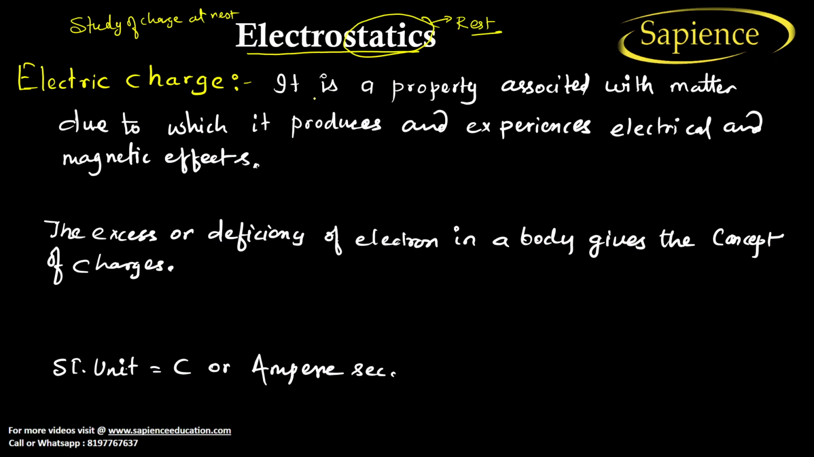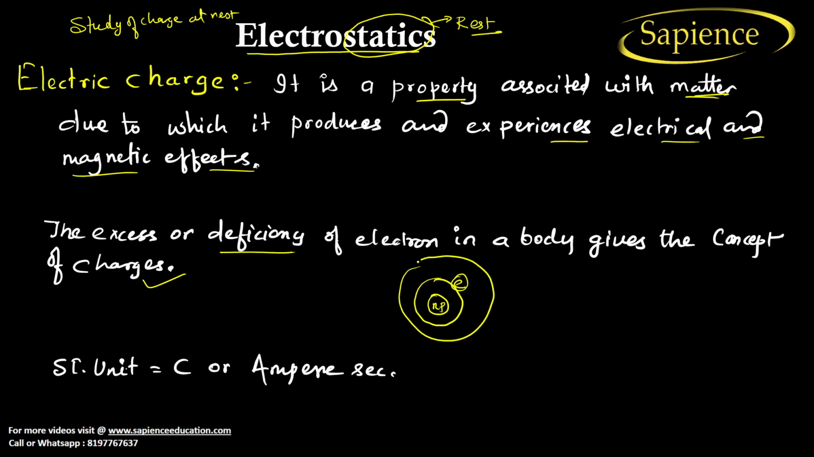Okay, so electric charge is a property associated with matter due to which it produces and experiences electrical and magnetic effects. What is electric charge? It is the property associated with matter due to which it produces and experiences electrical and magnetic effects. The excess or deficiency of electrons in a body gives you the concept of a charge. Why does it happen? Let us consider there is an atom in which there are neutrons as well as protons, and outside you know that there are electrons.